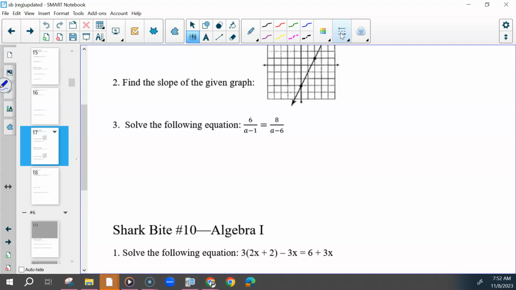Alright, for number 3, we have a fraction that equals another fraction. What is our first step? Cross multiply. The 6 to everything down here, the 8 to everything down here. So that was not your first step. Go ahead and erase that, rewrite it. And then distribute.